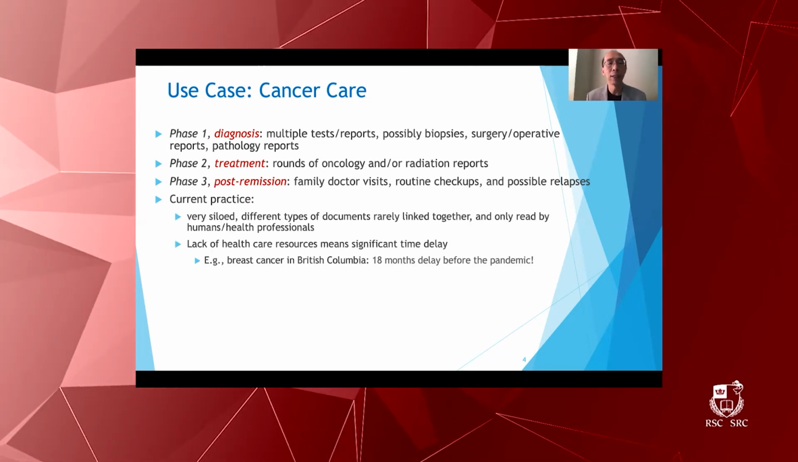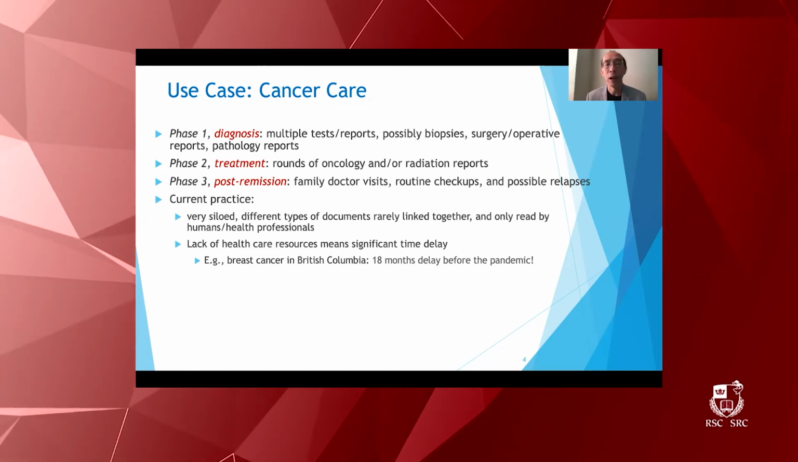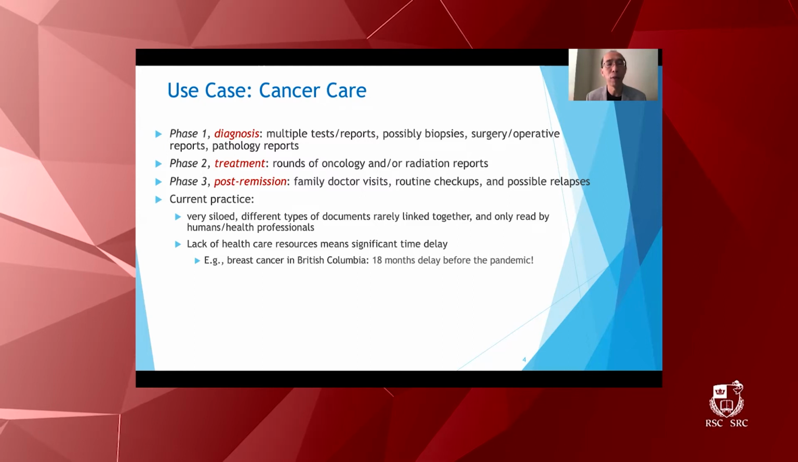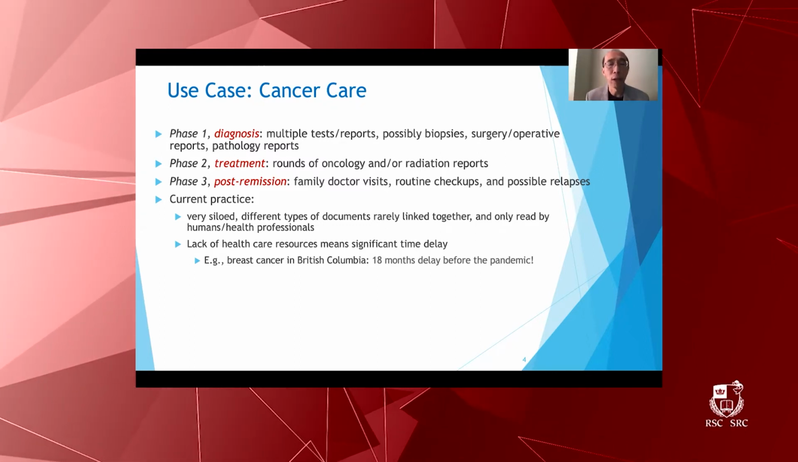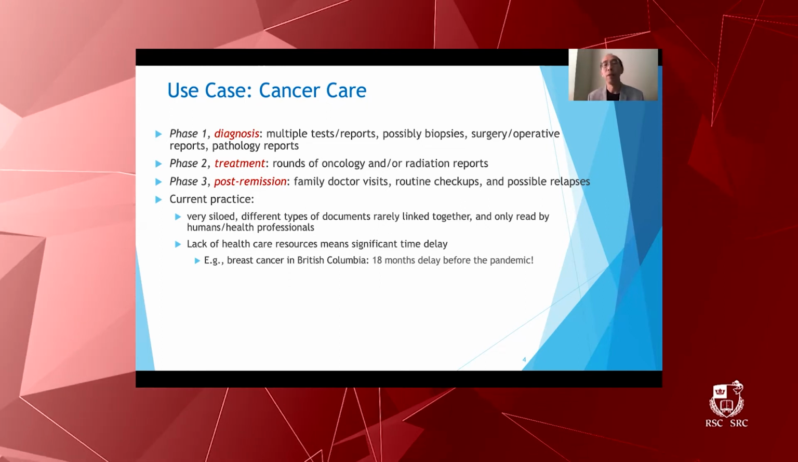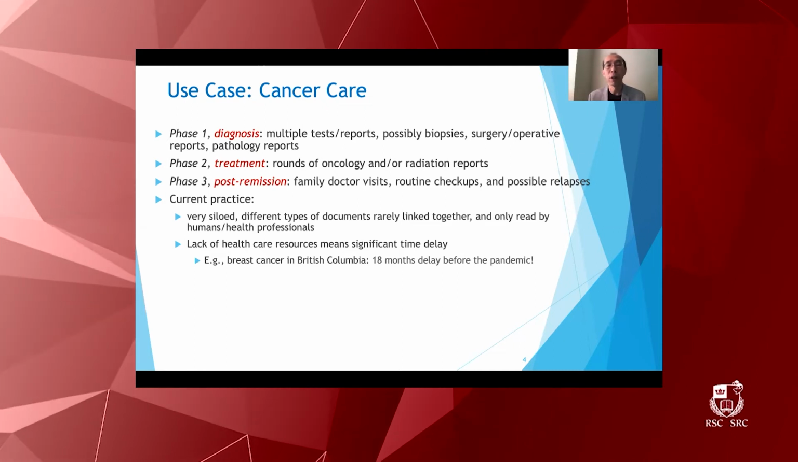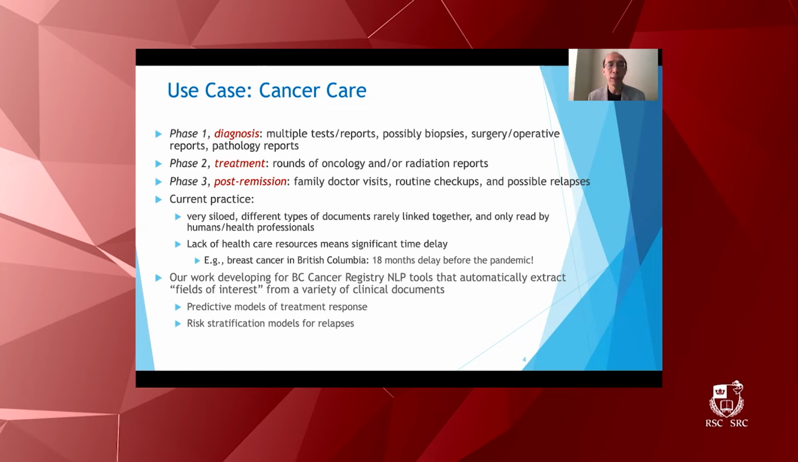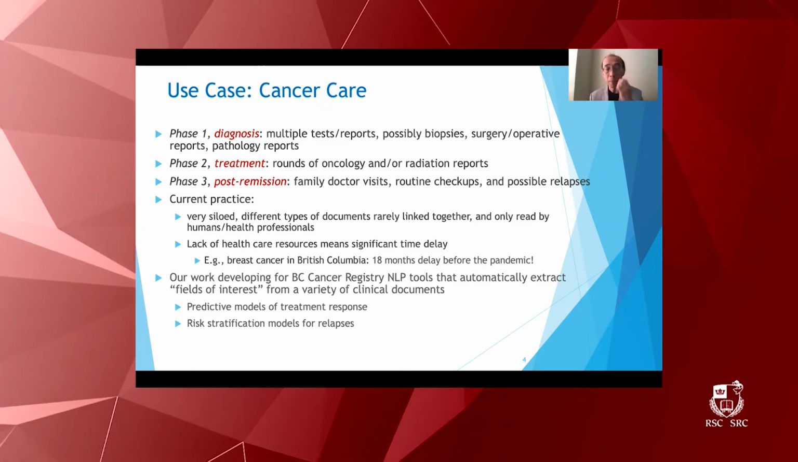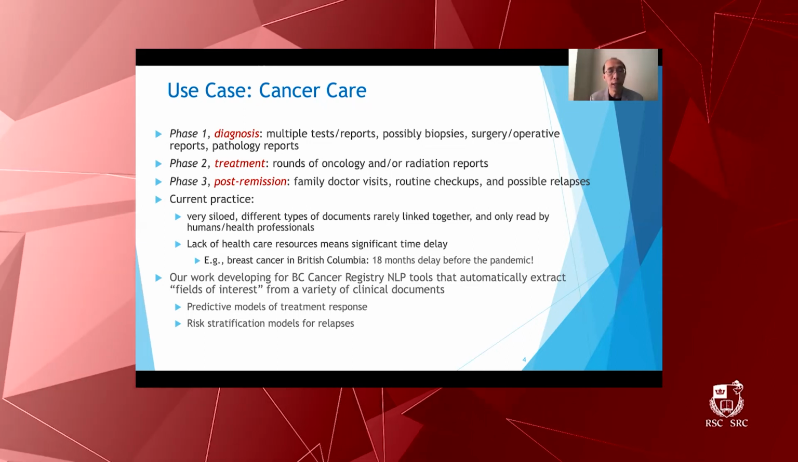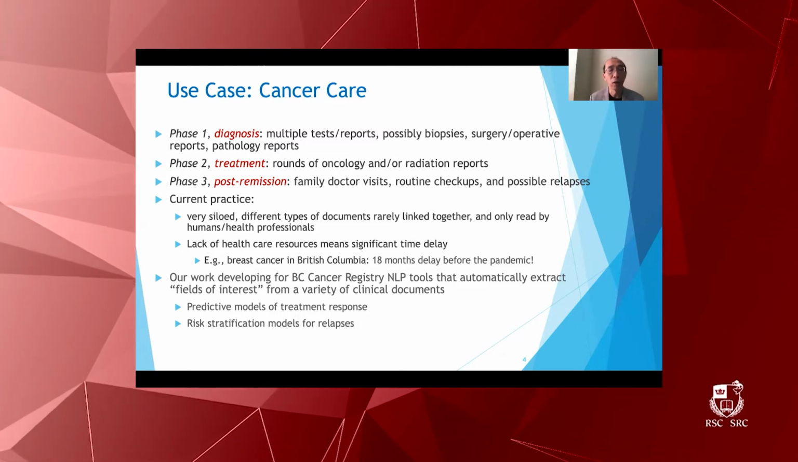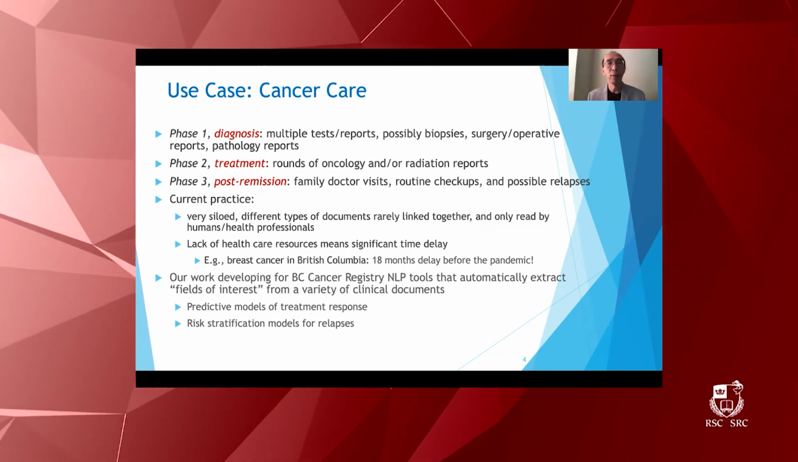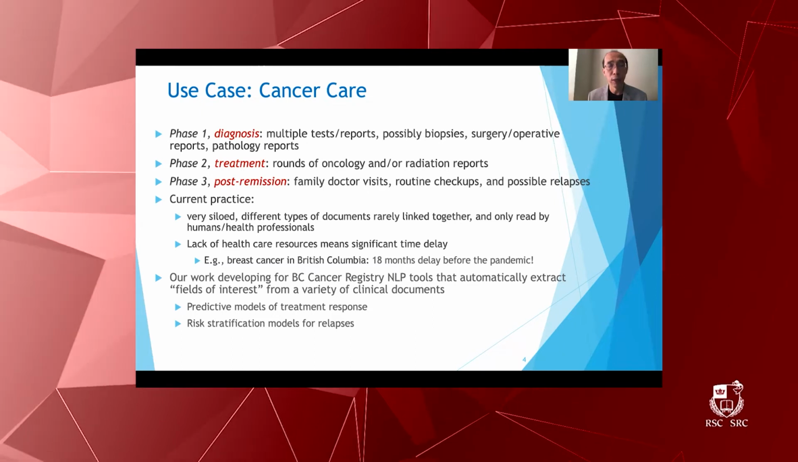The current practice is that all these different types of documents generated in every phase are not linked together, and they're only read by human health professionals. As such, because of the lack of healthcare resources, there's significant time delay. In British Columbia, for example, for breast cancer patients, there's an 18 month delay before the pandemic, and now it's even longer to even process the reports. And so our work is trying to develop NLP tools that automatically extract from all these different reports what I call fields of interest, so we could build models to predict whether a patient is going to respond to a certain treatment, and also to build models to identify high-risk individuals who might need to be monitored for relapses.